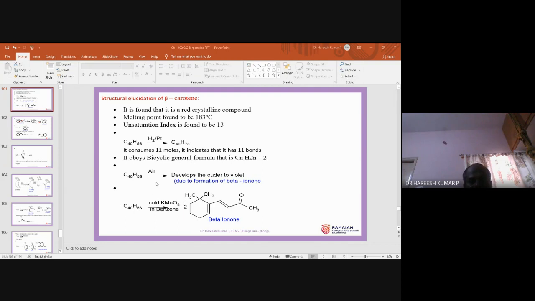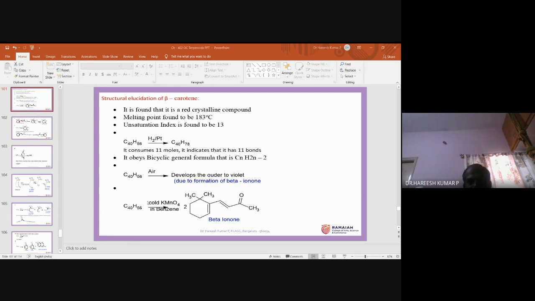Then when beta carotene is exposed to air, it develops the odor of violet. This odor of violet is due to the formation of beta ionone. You know that beta ionone is one of the key intermediates in the synthesis of vitamin A. So carotene on exposure to air leads to the formation of beta ionone.